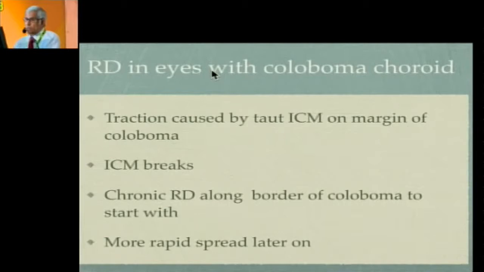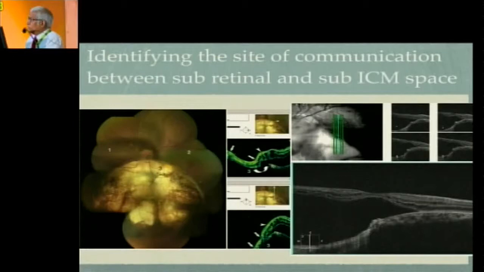You can identify the site of communication between subretinal space and the sub-ICM space by OCT. As you can see in this section, which is at this point, you can see the communication. But in the same eye, another section at this point, which is just beyond, you don't see the communication at all. This is again showing the sub-ICM space communicating with the subretinal space.